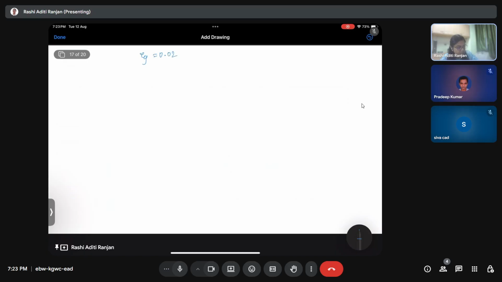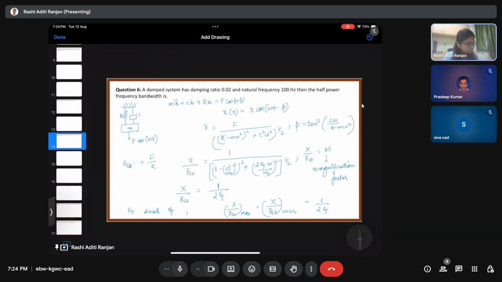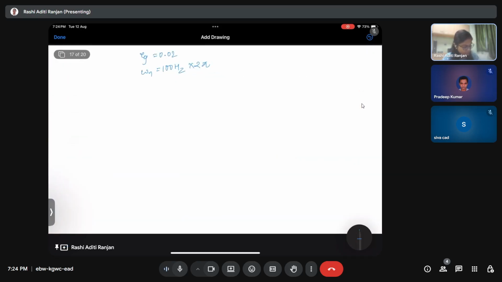It has eta 0.02 and omega n is 100 Hertz, which is 100 Hertz into 2 pi. And I have to find out the value of the half power frequency bandwidth, which is going to be delta W, which is going to be what? Omega n into 2 eta, which is going to be 2 pi into 100 into 0.02. This will turn out to be 25.1327.